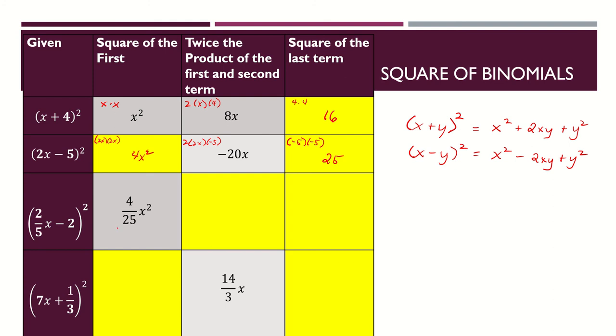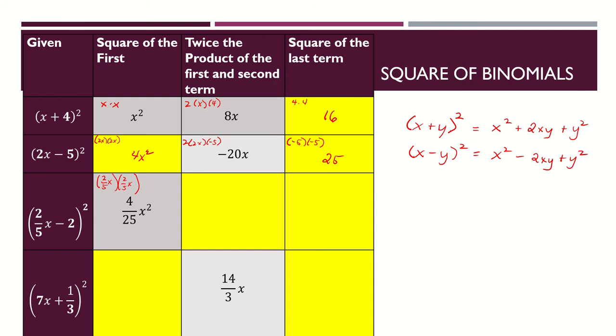Next, for the next item, we have here a fraction form. The first given, square root of the first, the answer is 4 over 25x squared. Saan siya galing? It's from 2 fifths x times 2 fifths x. Okay? 2 times 2, 4. 5 times 5, 25. Nakikita niyo po kung saan siya galing. So, x times x is x squared. So, ganun lang po siya. Huwag kayong matatakot pag may nakita kayong fractions.